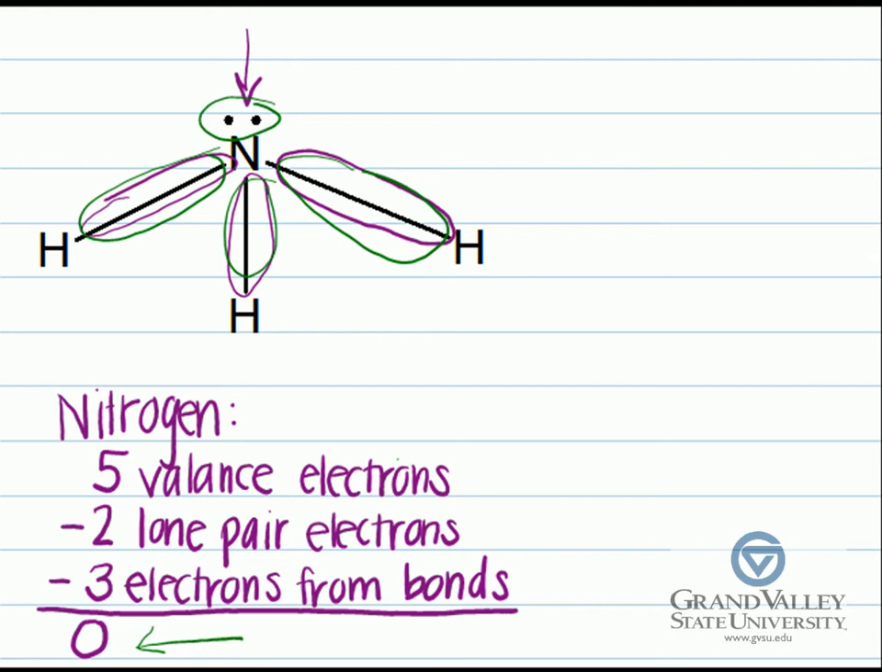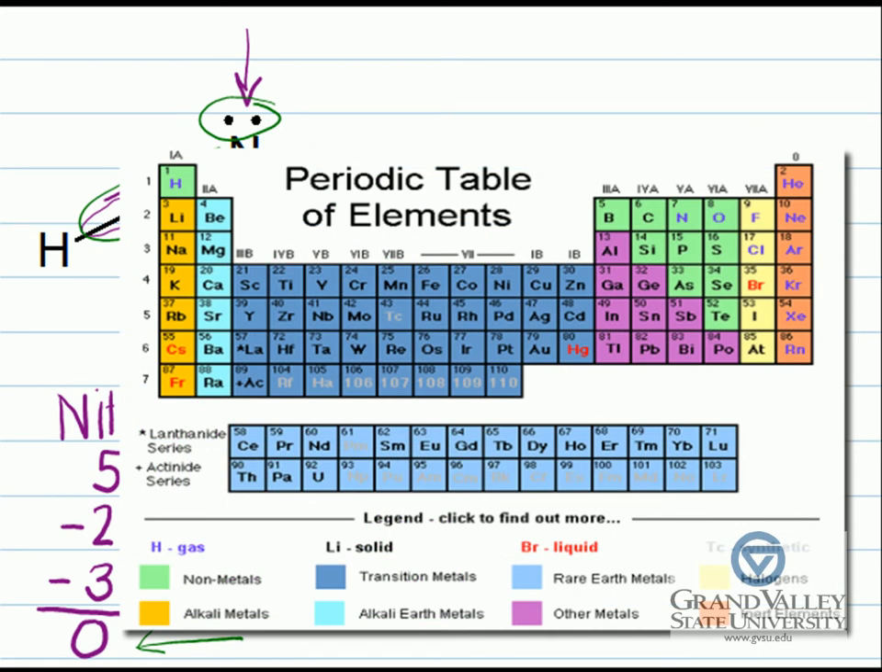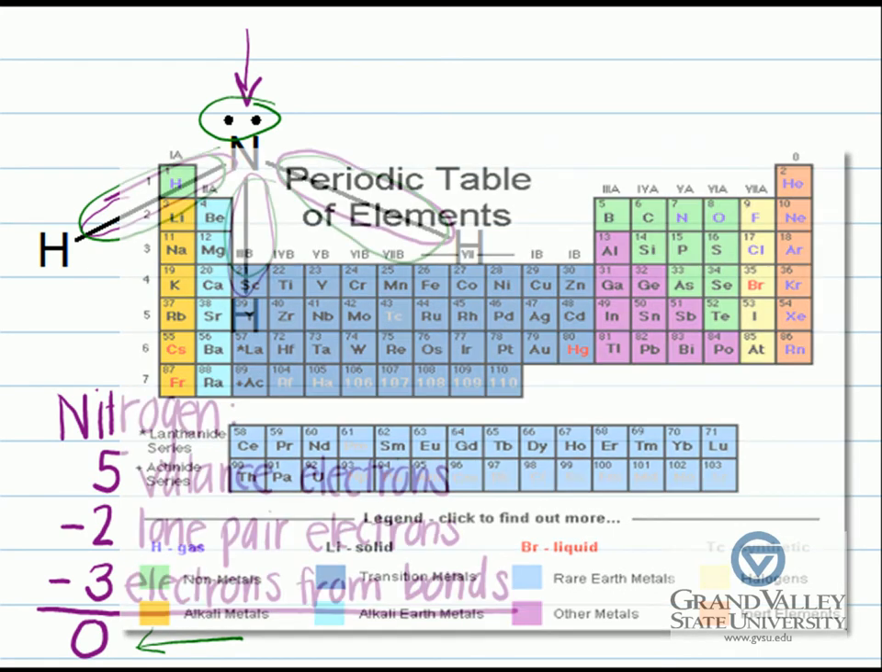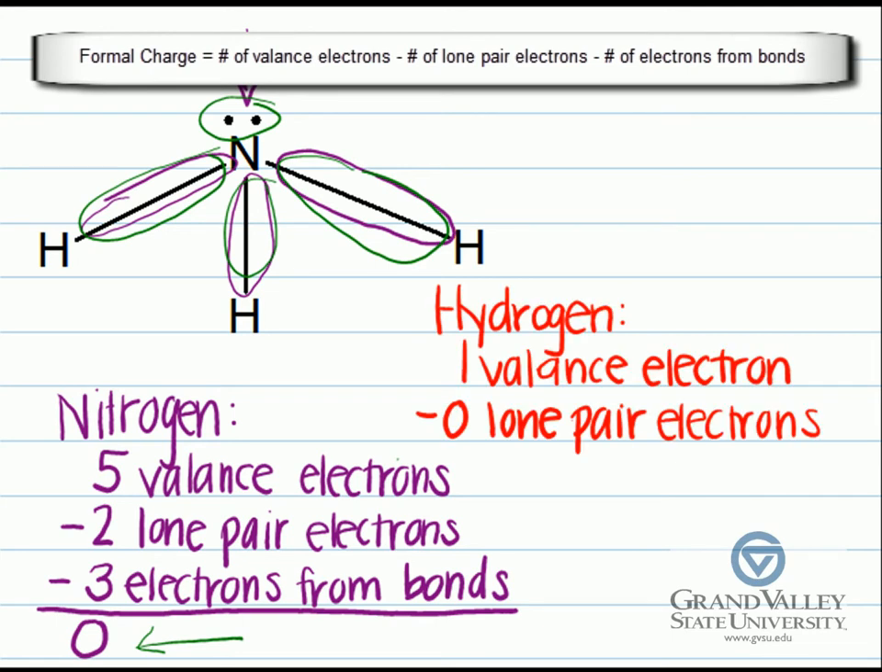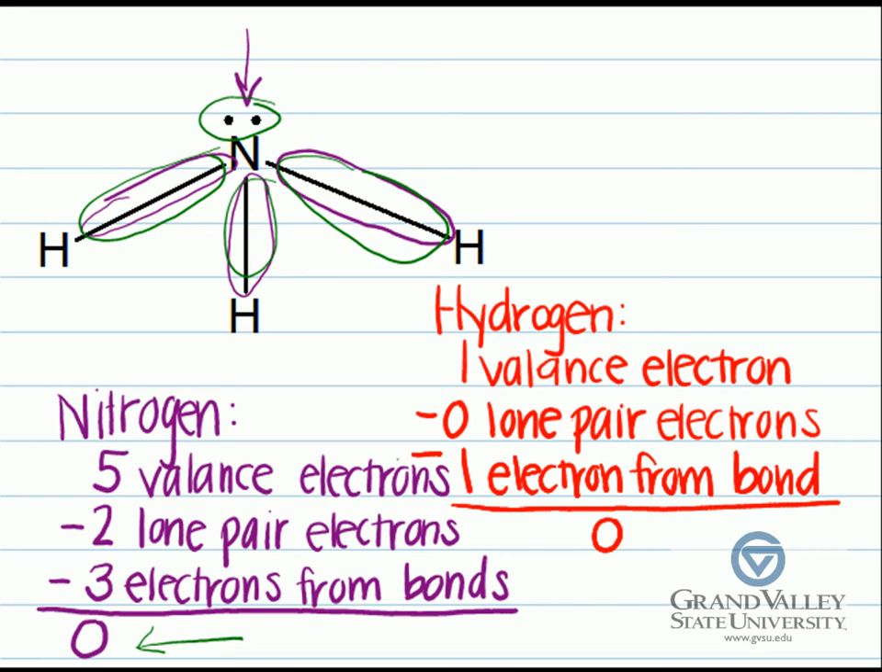For any hydrogen bonded to another atom, the formal charge is going to be 0 because from the periodic table, we know hydrogen has 1 valence electron. If we use our equation, we have 1 valence electron minus 0 lone pair electrons. And because our hydrogen is bonded to another atom, hydrogen is assigned 1 electron in the bond. We can use this information in our equation to confirm the formal charge of hydrogen by subtracting 1 for the bonding electron. As we can see now, the formal charge of hydrogen is 0.